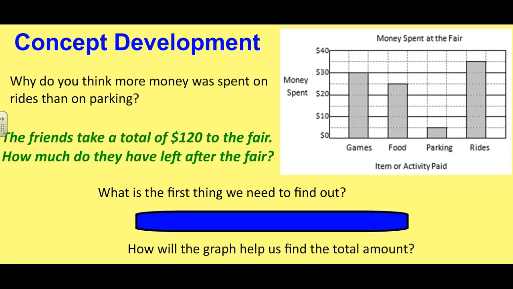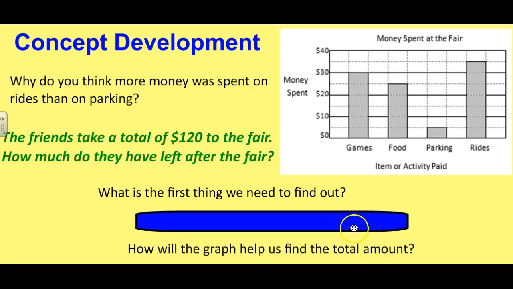So the next question says the friends take a total of $120 to the fair. How much do they have left after the fair? So we have to figure out something first before we can even do any type of addition or subtraction problem. We know that they took 120, but we're trying to figure out how much money they have left when they leave the fair, but we don't know how much they spent at the fair just yet. But the bar graph is actually going to help us figure that out.